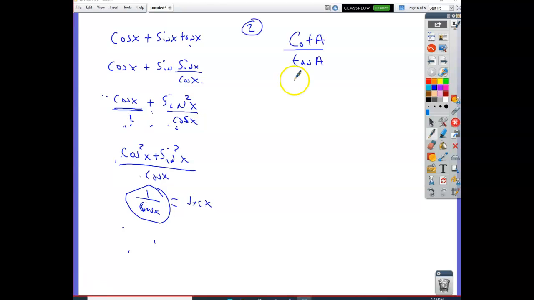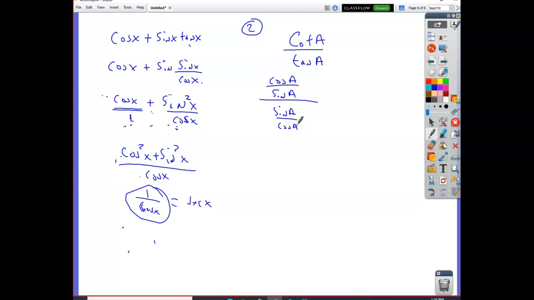Cosine A over sine A over. And then you break down tangent into sine over cosine. Sine A over cosine A, right? Okay. Well, I got fraction over fraction. I can't leave it like that. So what do I do?